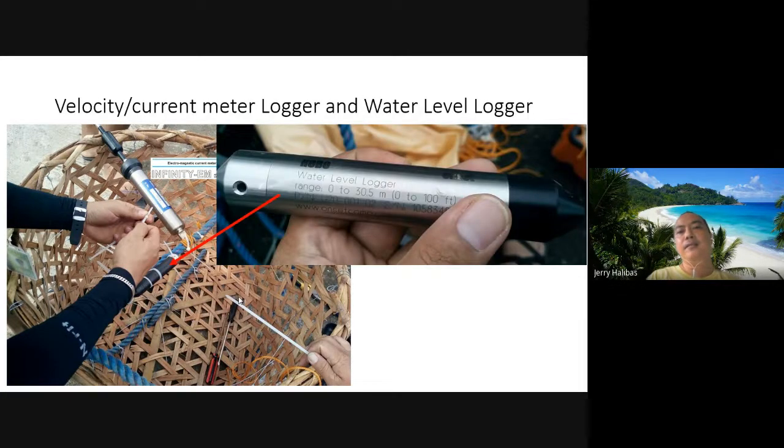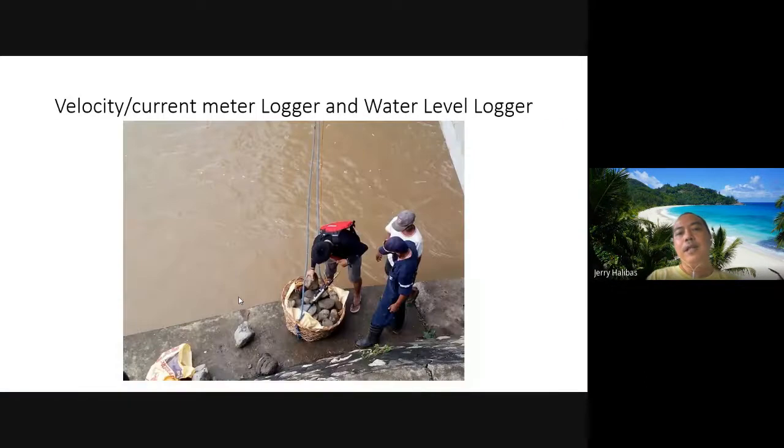Dayon on the right side, mabasa na ninyo ba yung device or instrument? Actually that is a water level logger. Nganong kinahanglan man ang water level ug ang velocity meter or velocity logger? Gibutang siya sa bukag, dayon butangan sa bukag ang bato. Ang sunod ana na picture.